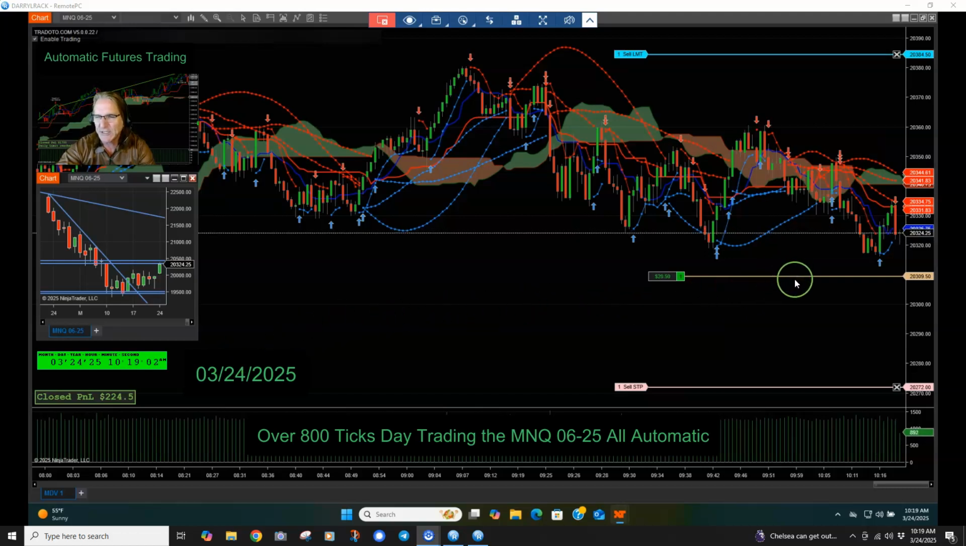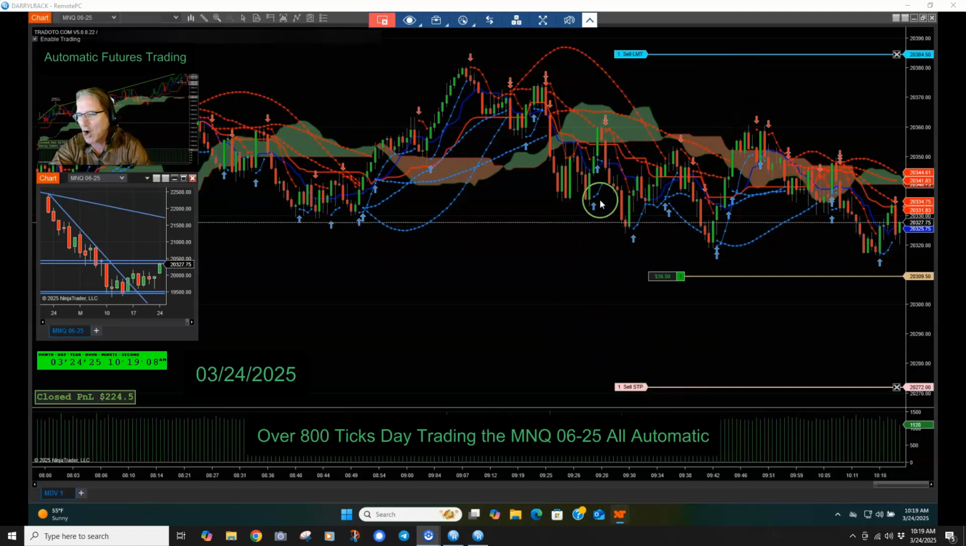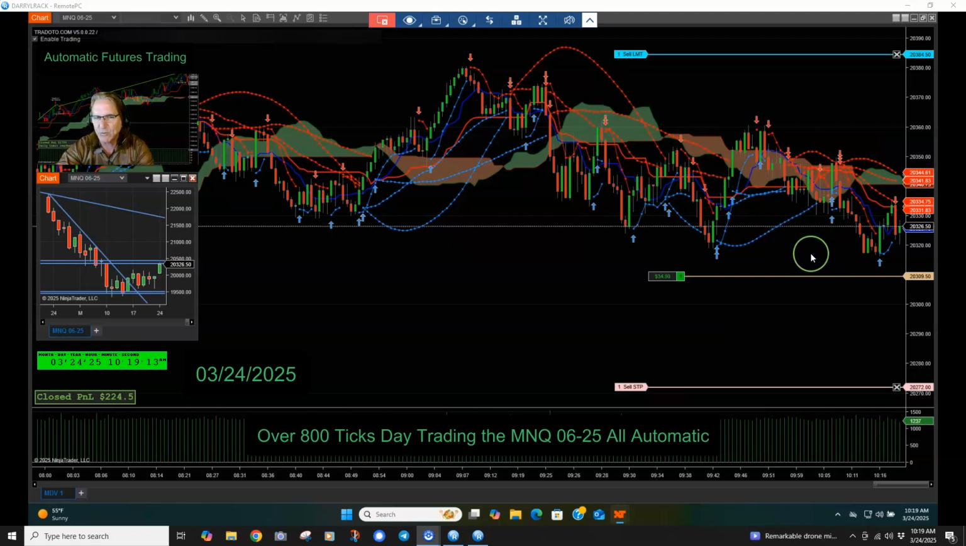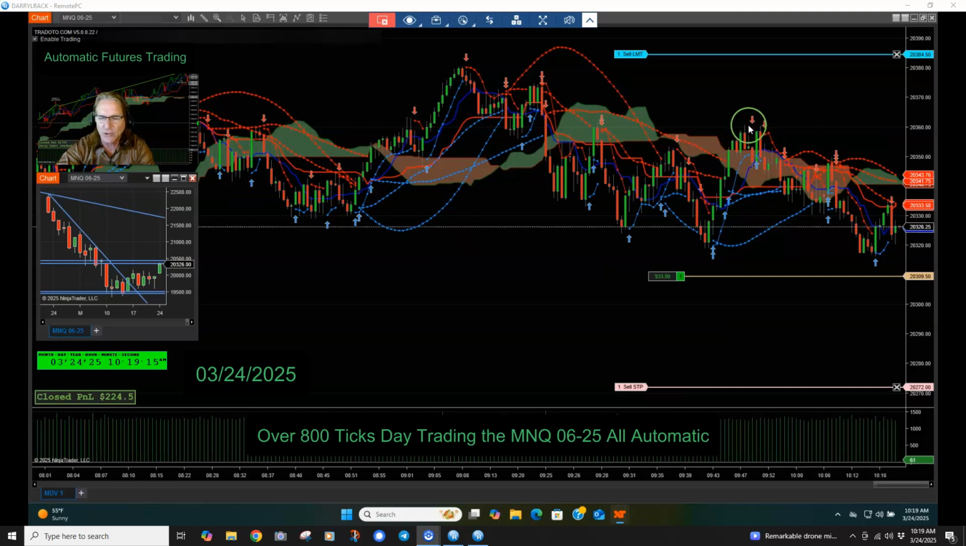We're currently in that trade. You can see my bracket order here. Target is above, stops below. So we're long right now, okay? Currently it's been printing back down towards our target. So how did we get this 440 ticks closed P&L?